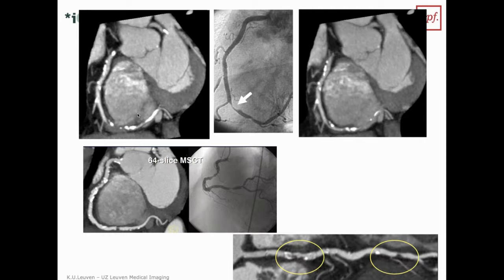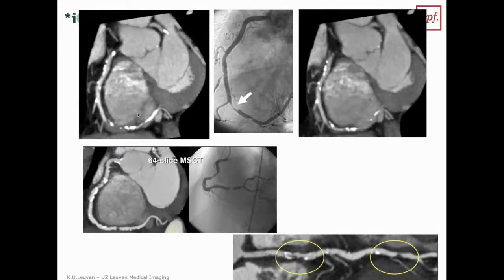Because we are making inferences. One of the things is we make the inference that what we see with X-ray absorption is the material. So indeed, we probably see calcium. And then the inference is that calcium means coronary artery disease, and coronary artery disease means that we are at risk of getting an infarction. And that's where there's a problem.